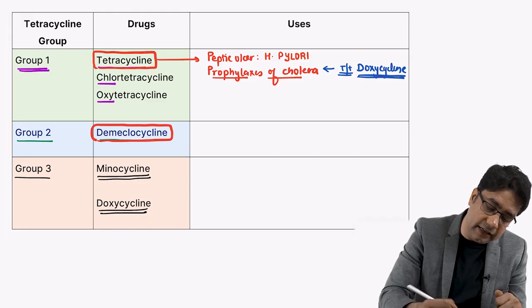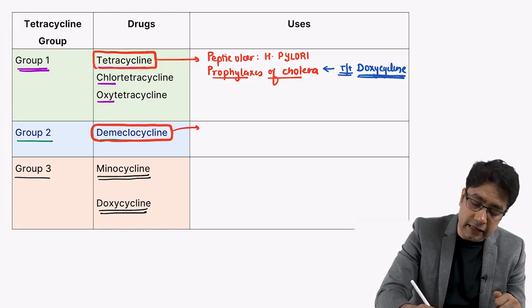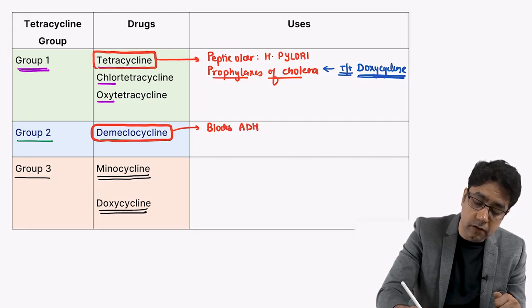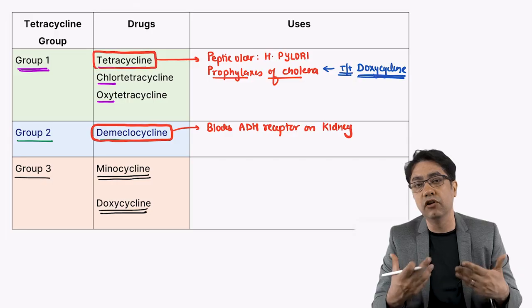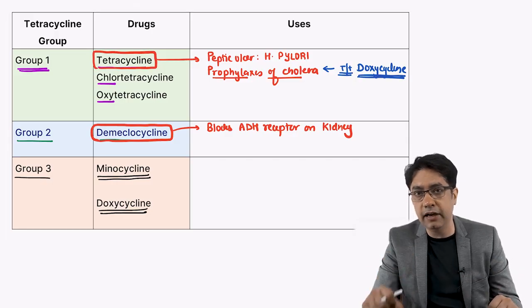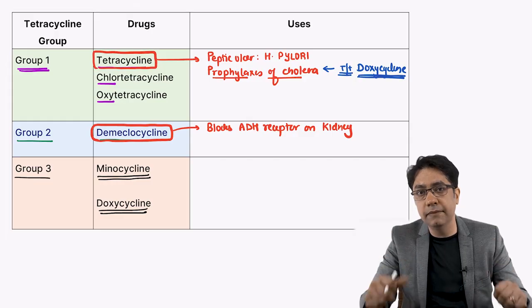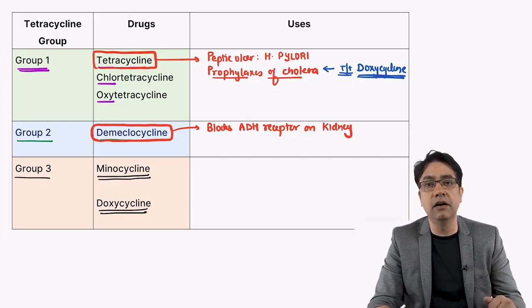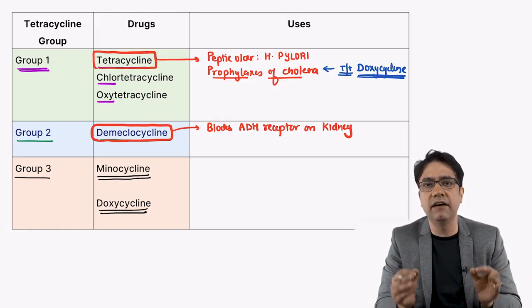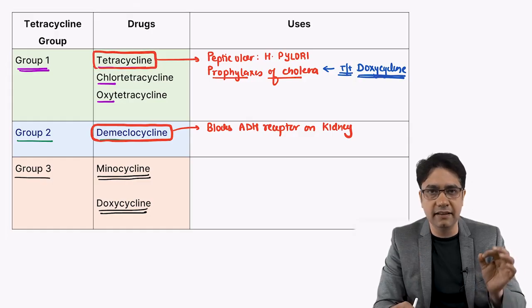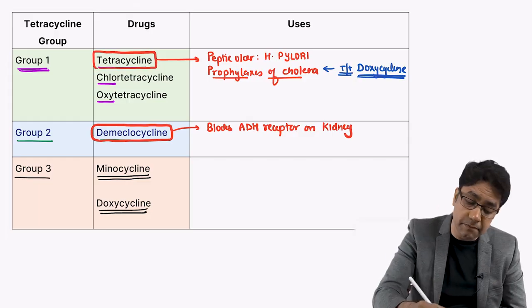Next drug we have to remember is demeclocycline. Now, demeclocycline has a very unique property that it blocks ADH receptor on the kidney. Now, any drug that blocks ADH receptor on kidney or nephron, what will happen? ADH, antidiuretic hormone, will not be able to act on the kidney. Water will not be reabsorbed from urine back into the blood. All the water will be excreted out in urine. So the patient will have a symptom of polyuria.